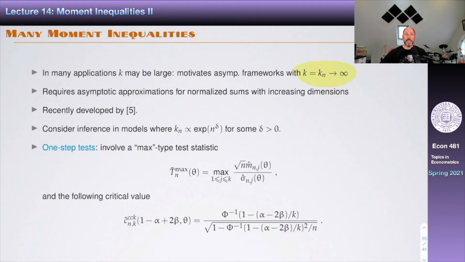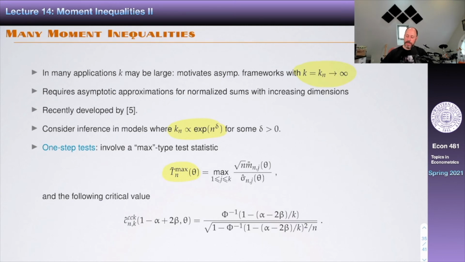And what they show is that in this setting, you can consider models that have this feature. Kappa is a lot larger than n because it grows exponentially with n. So you can consider a lot of inequalities, okay? At that point, you just don't care how many inequalities there are. But it's important that you use the right test statistic. Before I said you can use any test statistic, and I just said T. Well, now, no, you need to use this T max, and there are reasons for that.